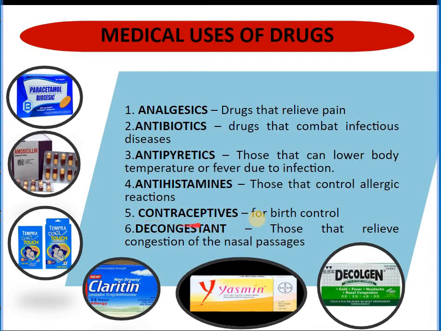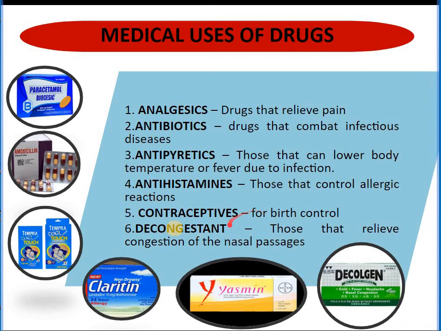And then we also have contraceptives for birth control. Usually yung mga mag-asawa, gumagamit sila ng calendar method, di ba? Tinanong ko kasi yung kaibigan ko, sabi niya, Yasmin daw yung iniinom nila. Kapag uminom sila ng ganyan, parang sure ball yata na hindi siya mabubuntis. So, yan, contraceptives for birth control. And then we also have decongestants. Ito naman yung mga Decolgen, those that relieve congestion from nasal passages. Ito yung masakit yung ulo, or parang sinisipon.